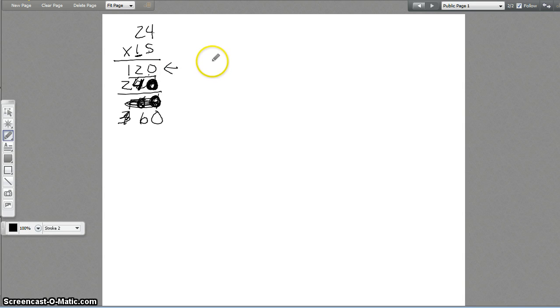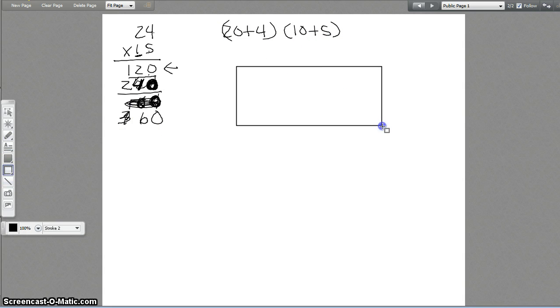Okay, now we can also do this with our box method. 24 can be rewritten as 20 plus 4. And then 15 can be rewritten as 10 plus 5. And we can use our box method to do this. So let me write this out because you have some problems to do like this. Get my grid here. Okay, so I have 20, I have 4, I have 10, I have 5.